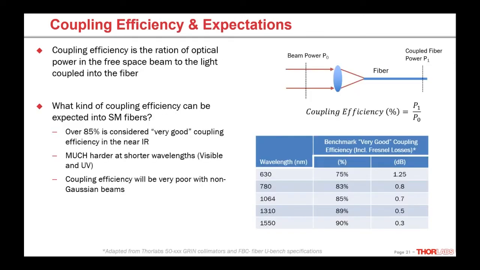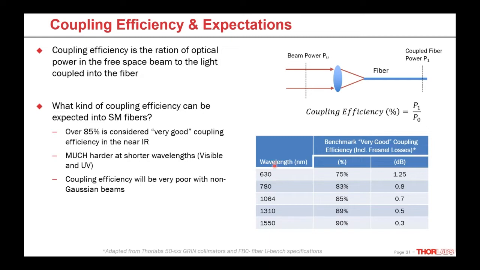Let's talk about coupling efficiency. How much light can you get into the fiber? Coupling efficiency is the power of our free space beam compared to the power of that beam coupled into the fiber, and we can express that as a percent. It turns out it's really hard to get all of our input light perfect on that fiber end face, so 100% coupling efficiency is pretty hard to do. In a lab environment, if we're setting something up with some lenses and some fibers on a breadboard, getting over 85% coupling efficiency is pretty good for a single mode fiber.